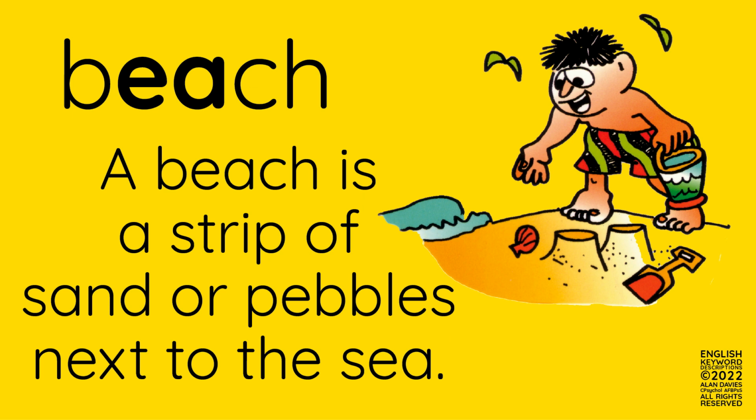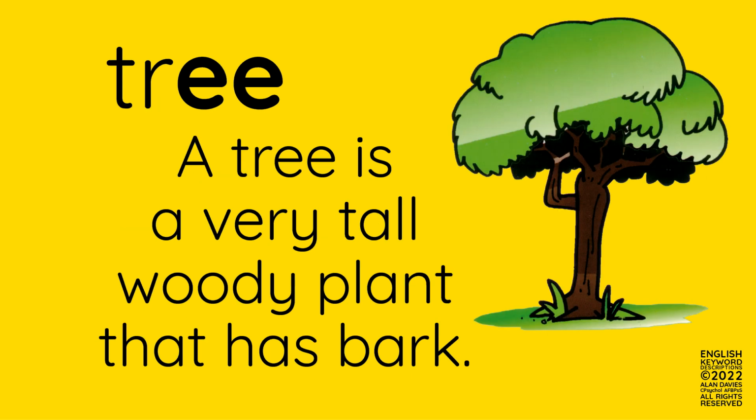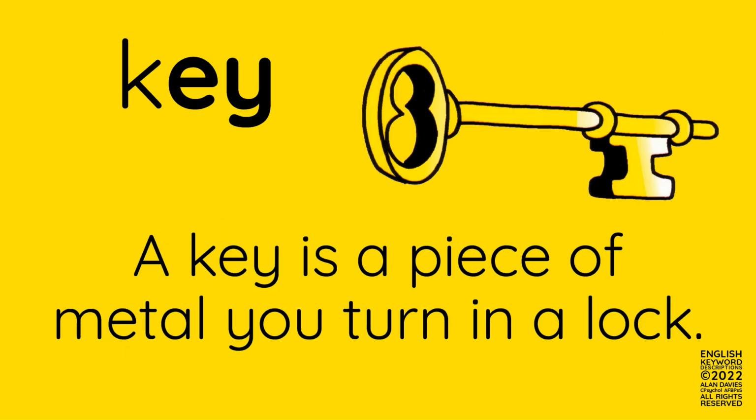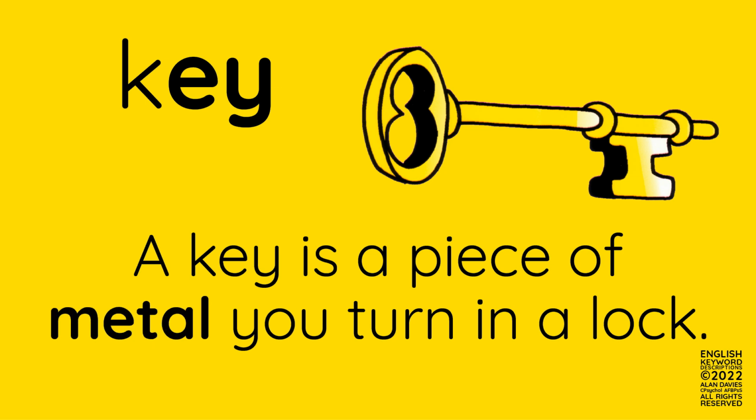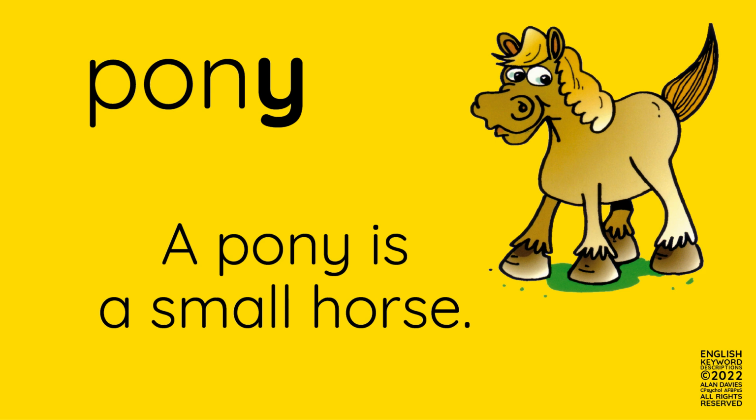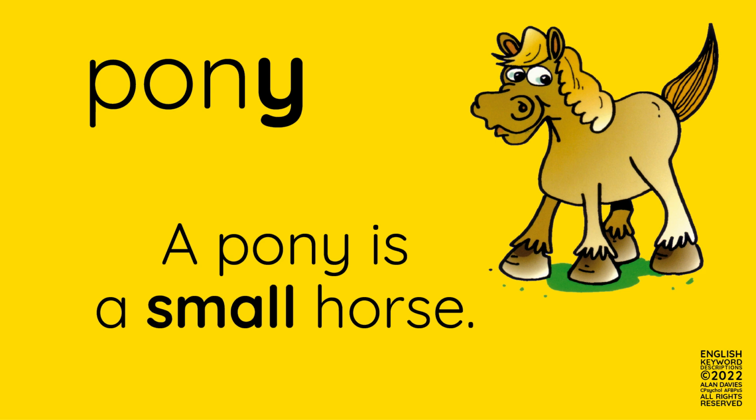Beach. A beach is a strip of sand or pebbles next to the sea. Tree. A tree is a very tall, woody plant that has bark. Key. A key is a piece of metal you turn in a lock. Pony. A pony is a small horse.